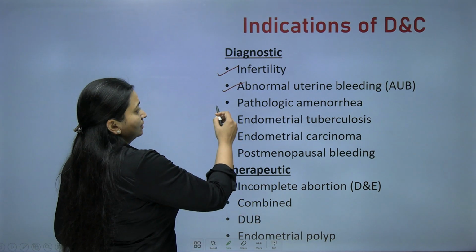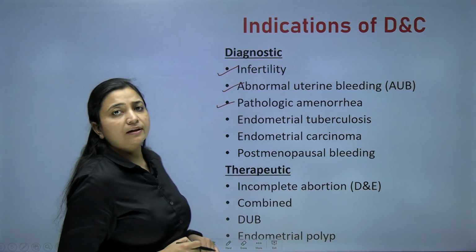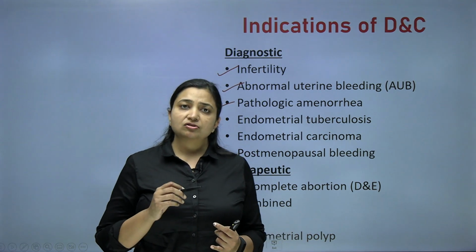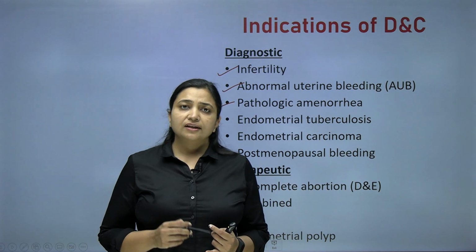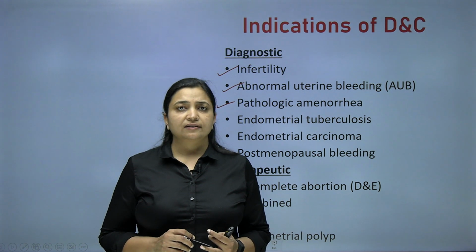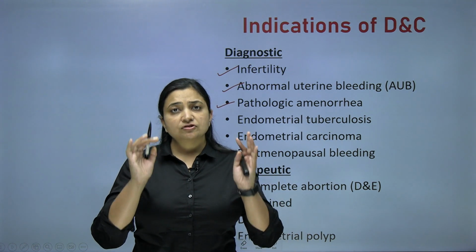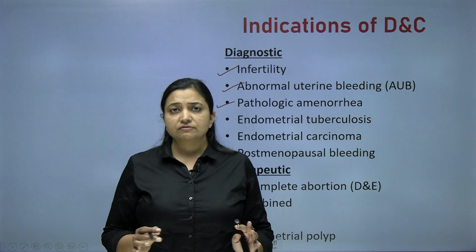Pathological amenorrhea. What does that mean? Physiological amenorrhea means either the patient has not attained menarche, or there is menopause, or she is pregnant. In these three cases, this is physiological amenorrhea. Then in those cases we will not go for it.